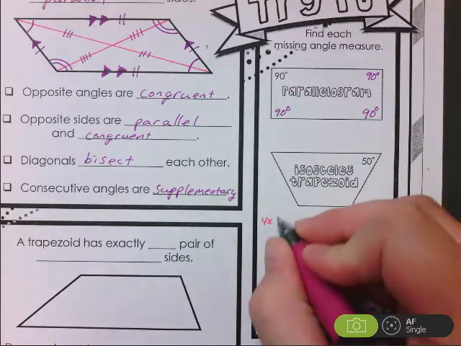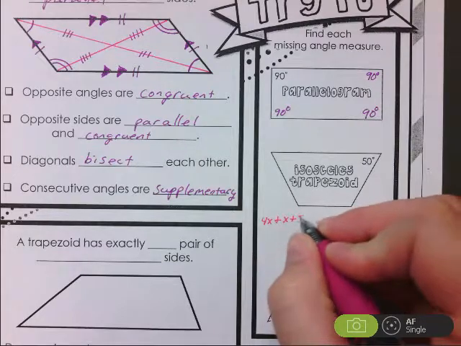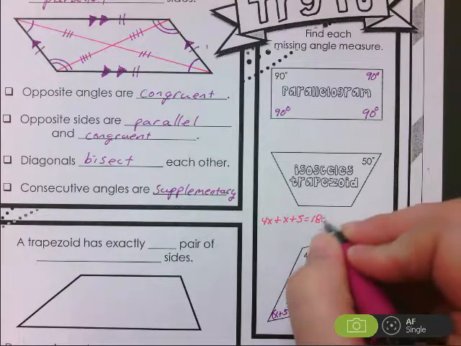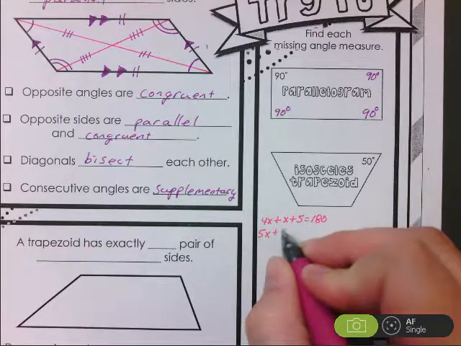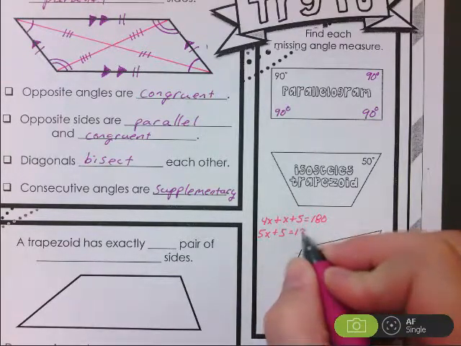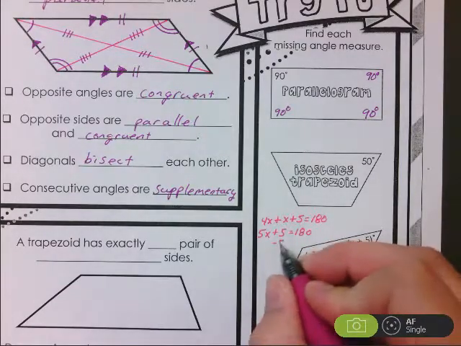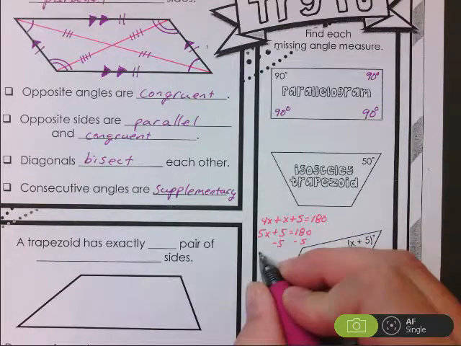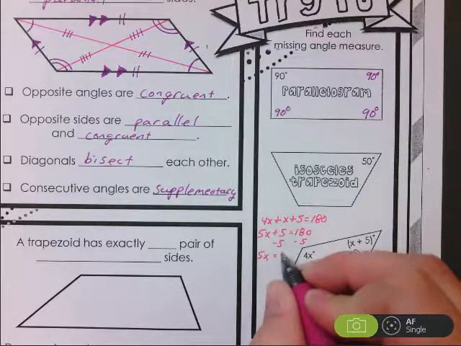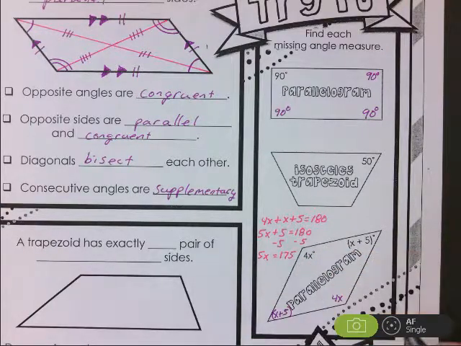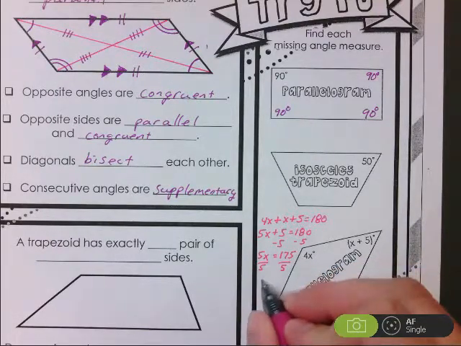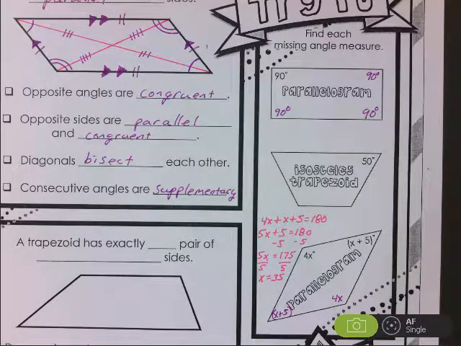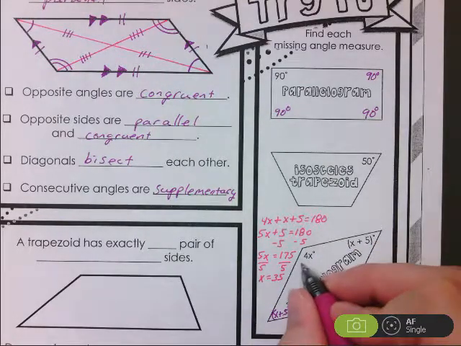So 4x plus x plus 5 equals 180 degrees. I'm going to combine my x's, so I get 5x plus 5 equals 180. Subtract 5 from both sides, so I get 5x equals 175. Then from there, divide by 5 on both sides. We get x equals 35. Now I'm not done yet. I have to plug that back in.